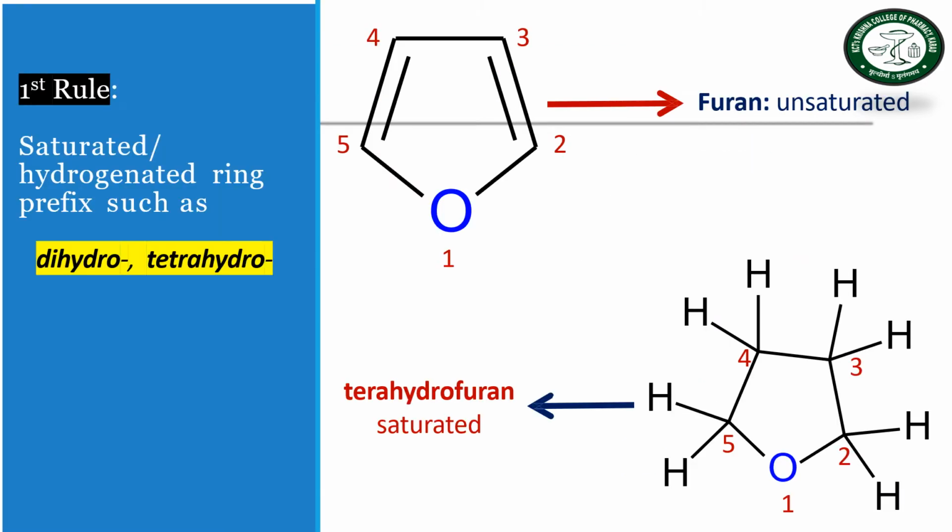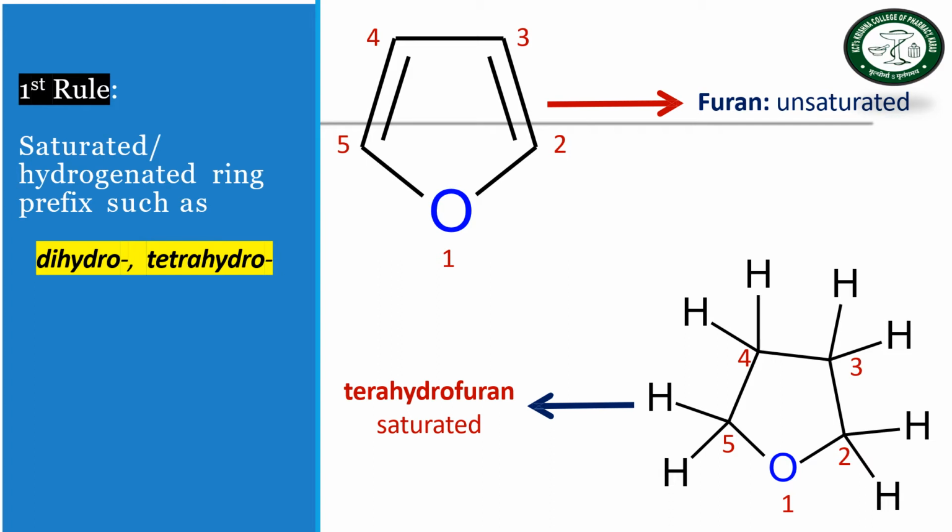First, how to differentiate the saturated type and the unsaturated type. Suppose this is the structure of furan. The presence of a double bond is here, hence furan is an unsaturated ring. Whenever an unsaturated ring is present, there is a double bond in that specific ring. So what is the first rule of nomenclature? A saturated or hydrogenated ring takes a prefix such as di or trihydro.